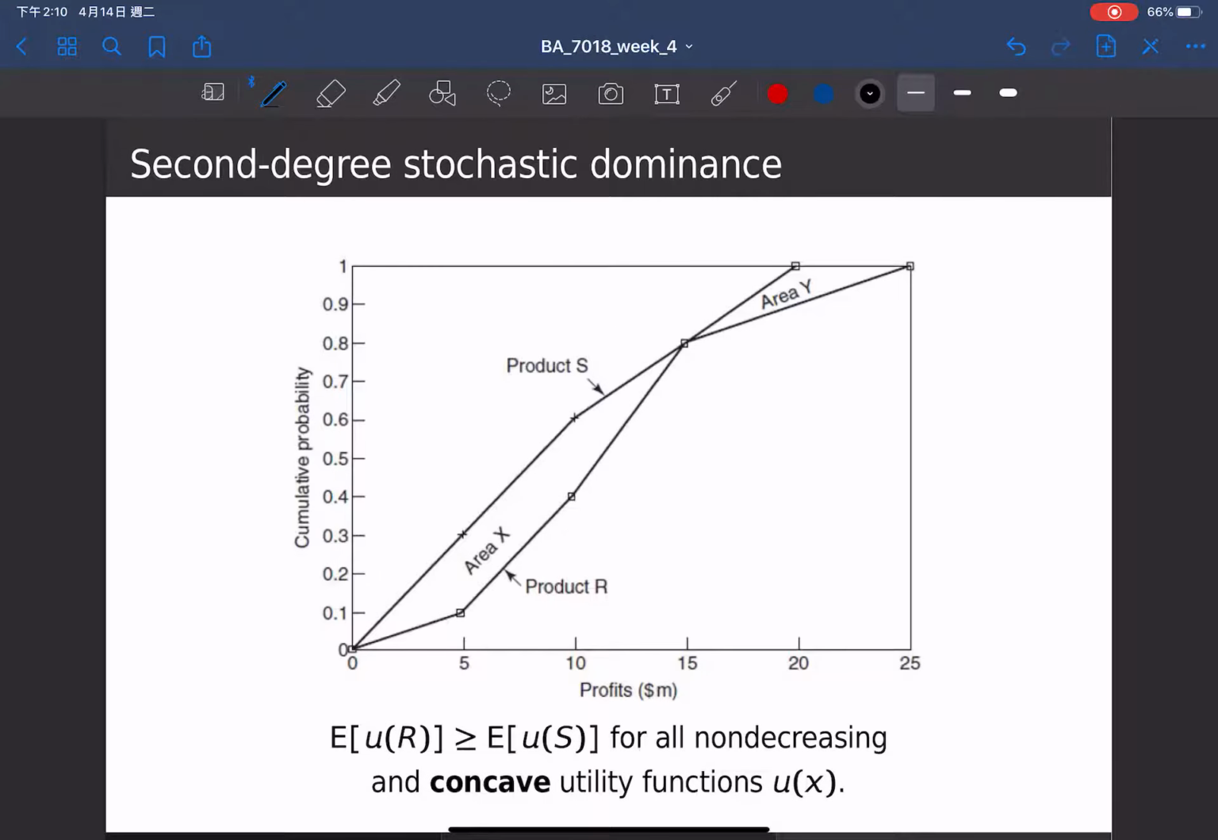But as long as this condition, second degree stochastic dominance, holds, then for any non-decreasing and concave utility function U, the expected utility of product R is greater than or equal to the expected utility of product S.